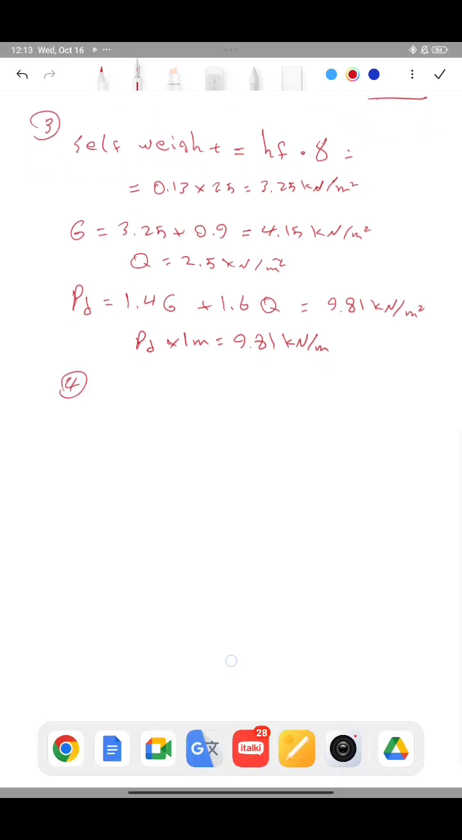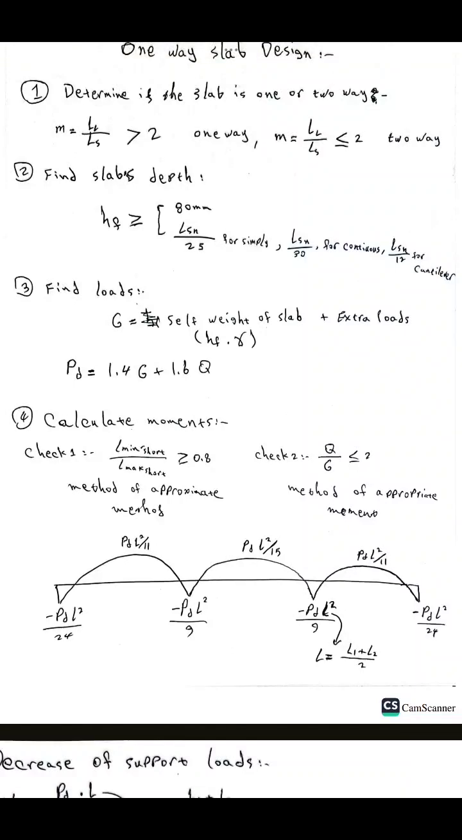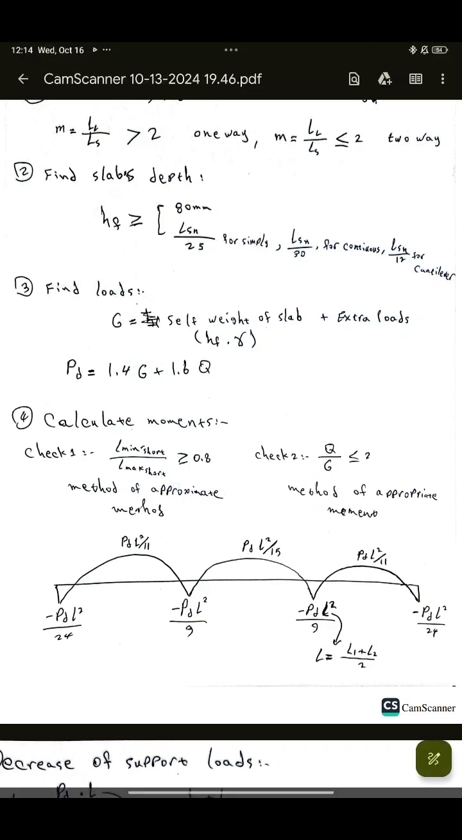Now point 4. What do we do for point 4? For point 4 we calculate the moments. First of all we have two checks. The first check is to use the method of approximate moment, and the second check is to use the method of approximate moment. In general, these two checks are important to do, but all the times that I experienced these two checks, they succeeded.